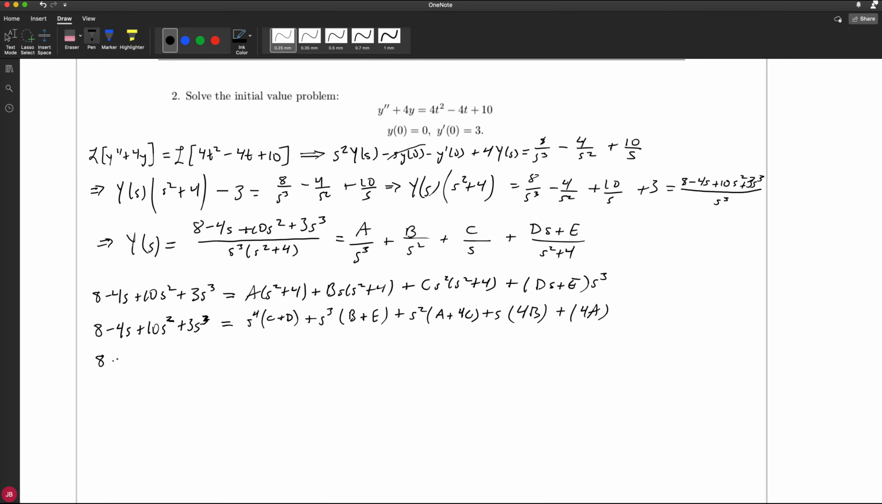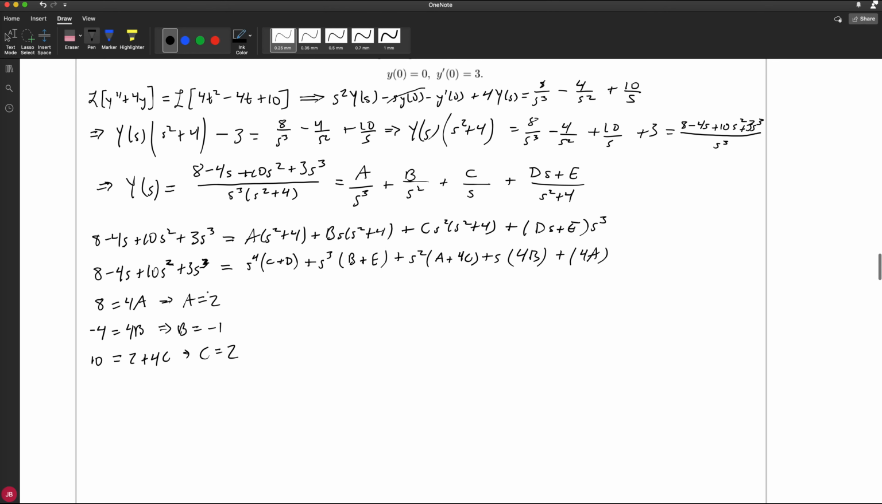And now what we're going to do, you'll remember how it goes, equate coefficients. So the constant term 8 has to equal the constant term 4a, so a has to equal 2. The coefficient of s, which is minus 4, has to equal the coefficient of s here, which is 4b, so b is minus 1. The coefficient of s squared, which is 10, has to equal a, which I know is 2, plus 4c. Oh, well, that's easy. That tells me then that c also equals 2, right? Subtract 2, divide by 4.